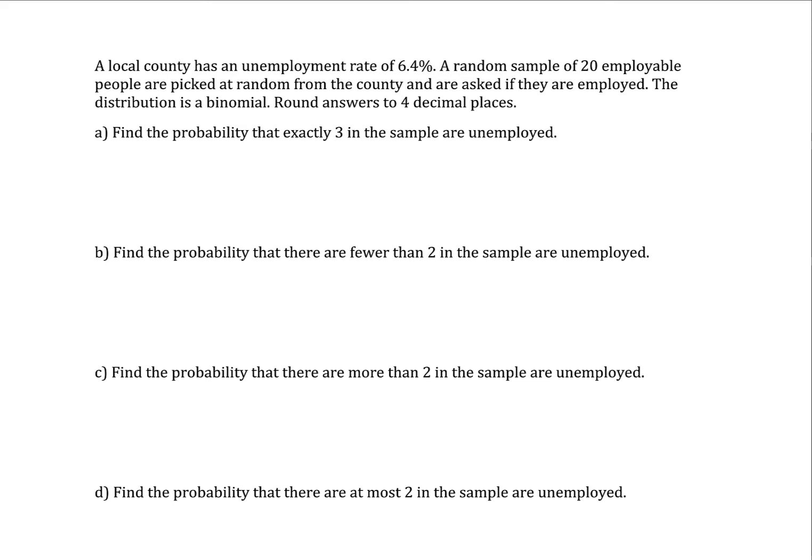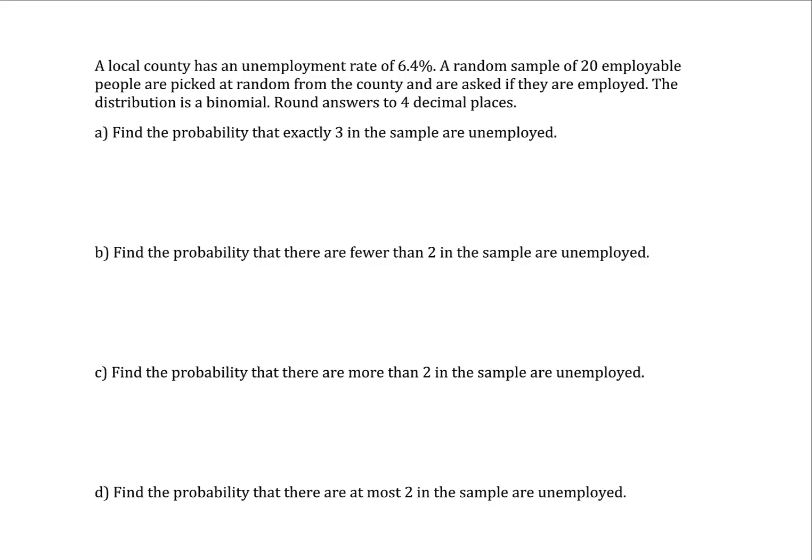A local county has an unemployment rate of 6.4%. A random sample of 20 employable people are picked at random from the county and are asked if they are employed. The distribution is a binomial. Round answers to 4 decimal places. Well, knowing that we have a binomial distribution helps us out and gives us a hint as to how we will find the probabilities that we're required to find here.